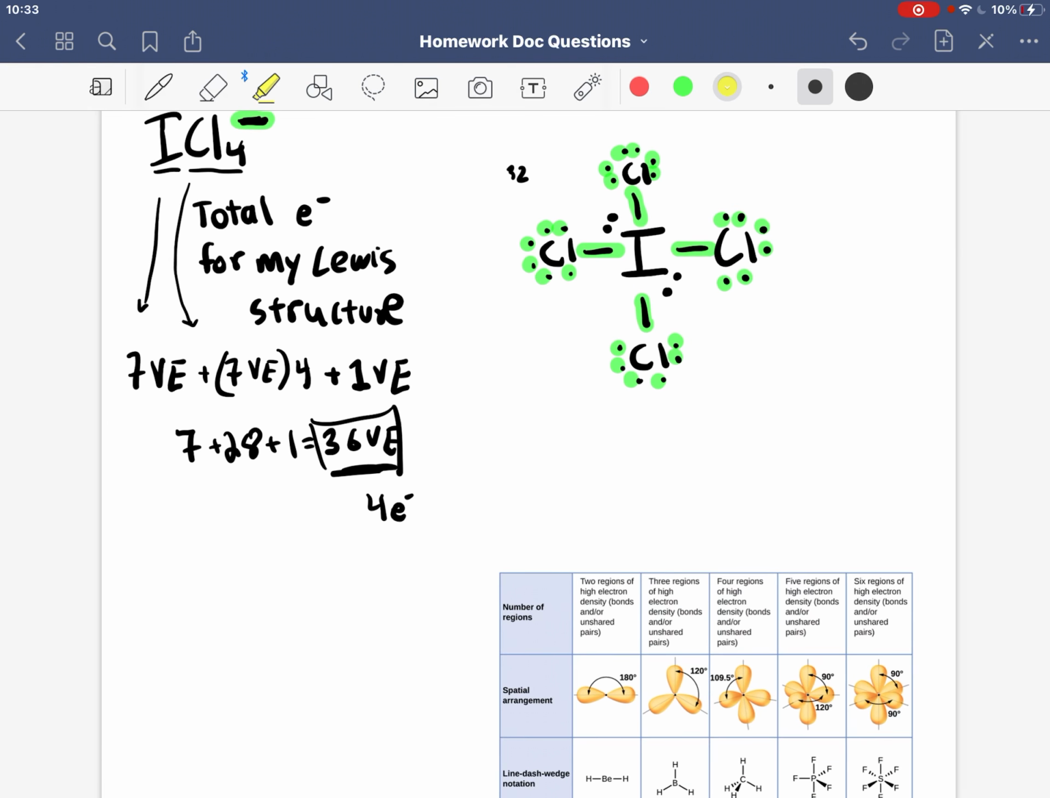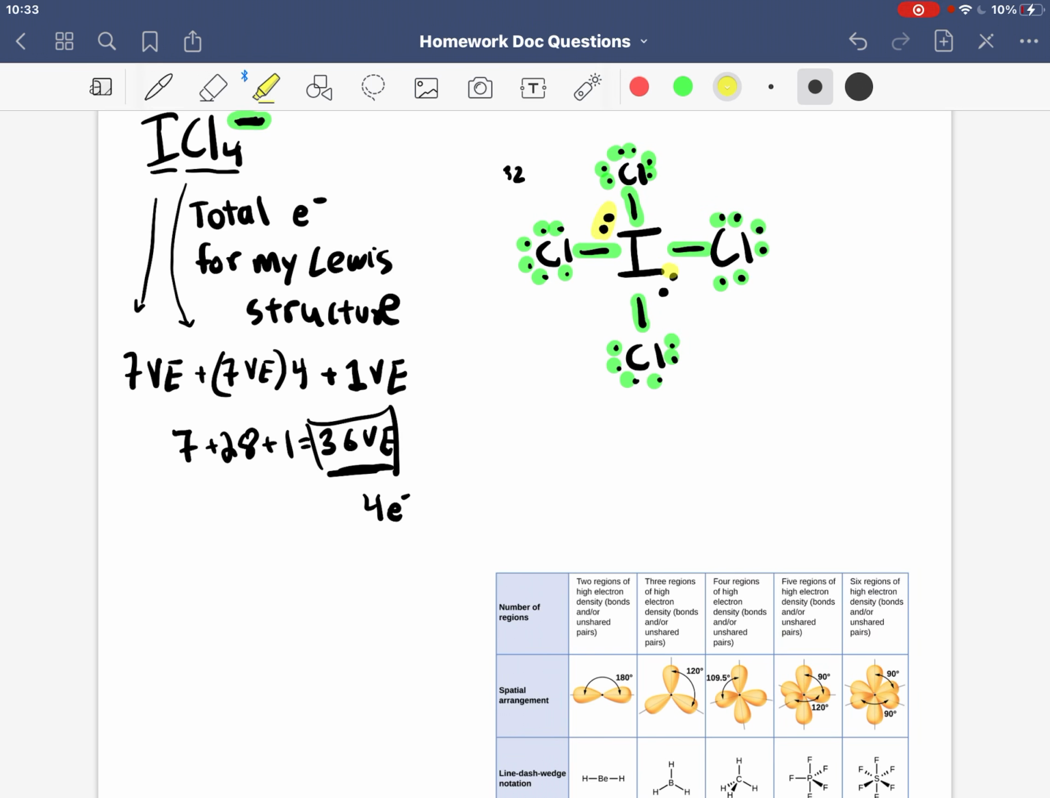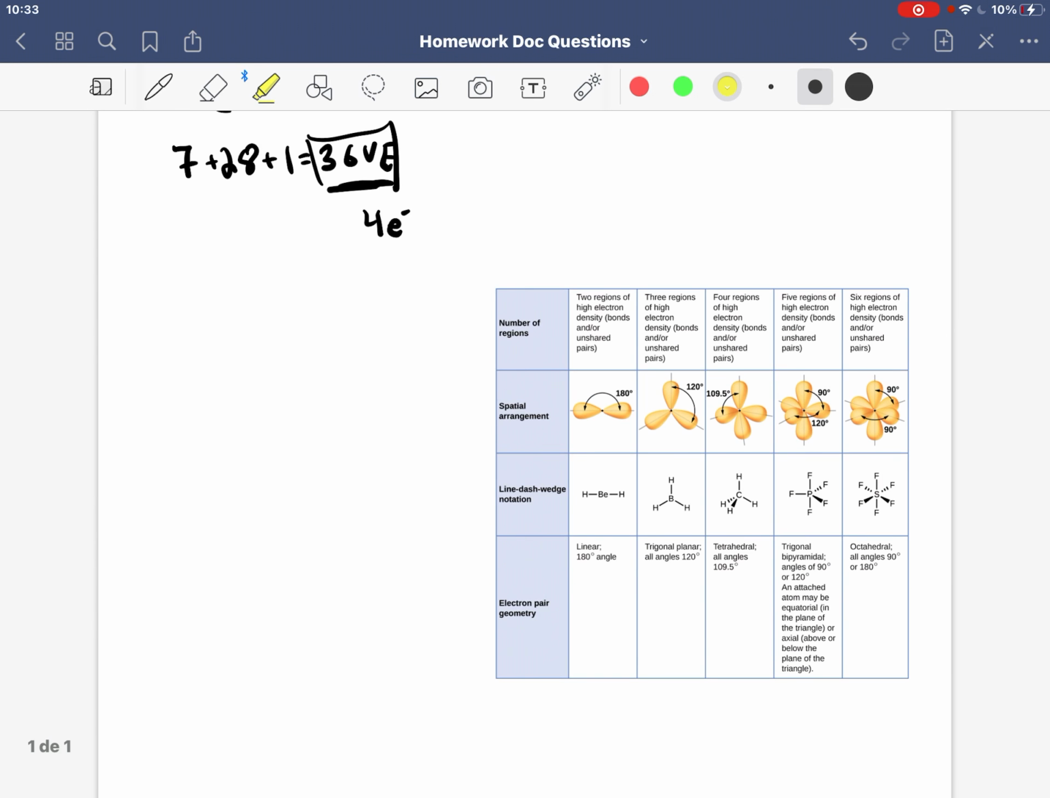And now if I'm trying to look at the molecular geometry, I'm counting 1, 2, 3, 4, 5, 6 electron domains. So 6 electron domains is over here. And we see the bond angles are either 90 degrees or 180 degrees. 90 degrees between these two and then 180 between these 2 domains.